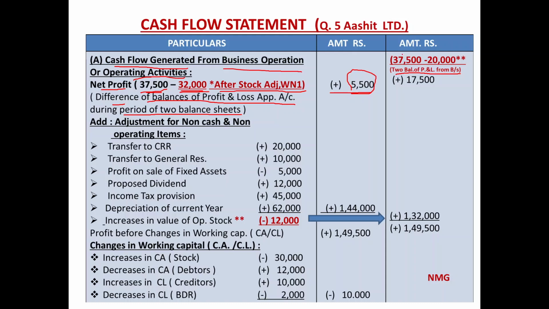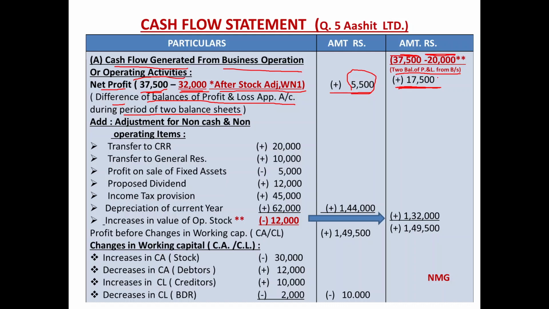Original balances, current year: 37,500 given in the balance sheet, minus the original balance of the profit and loss account of the last year given in the balance sheet. Last year it was 20,000 originally. So 37,500 minus 20,000 gives net profit of the year rupees 17,500. I am explaining the second option to report the net profit of the current year.